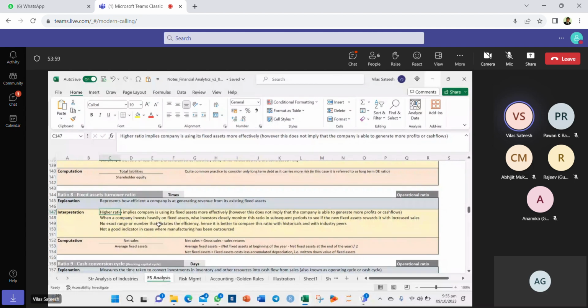Now, there is no exact number. It's always better to compare it with the historicals, more importantly with the historicals and also with the peers. When your manufacturing has been outsourced, this is not a good indicator for the company, in the sense that you cannot consider it an indicator for measuring strength, because your manufacturing has been outsourced.